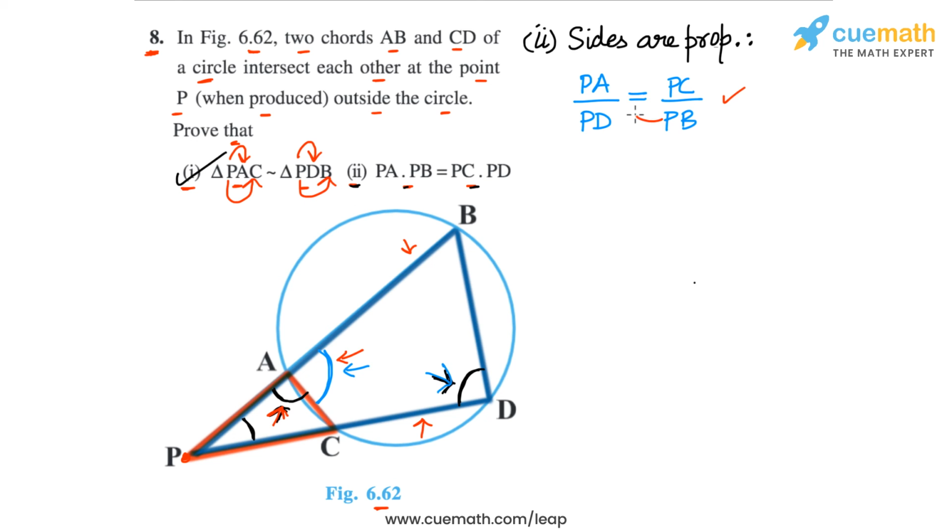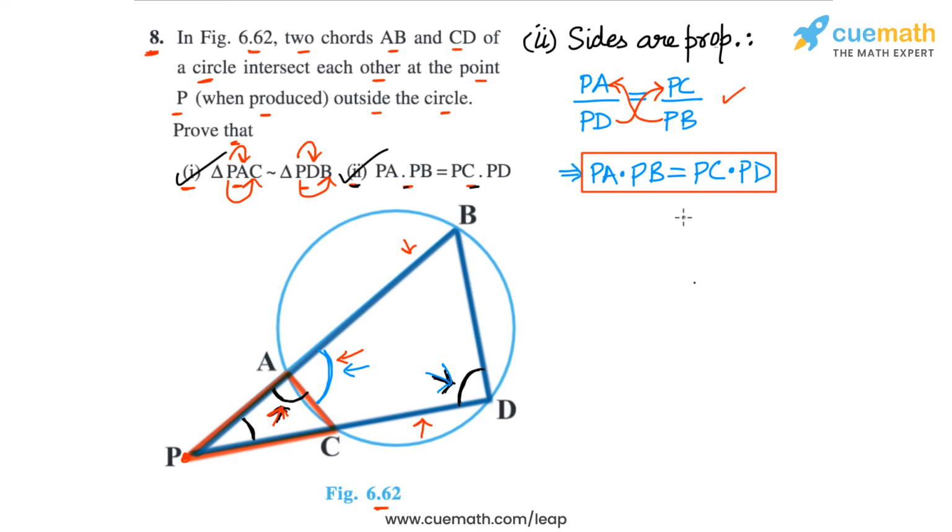Now we cross multiply, so PB to the left side and PD to the right side, and this will give us PA into PB is equal to PC into PD. So this is what we had to show in part 2. So this completes part 2.